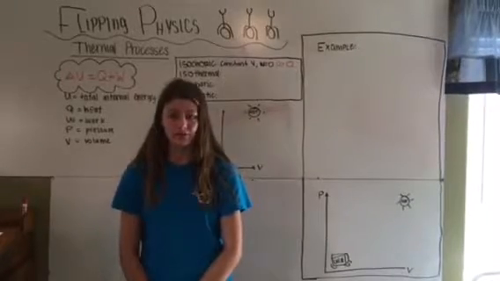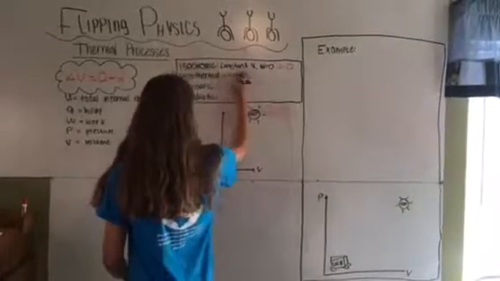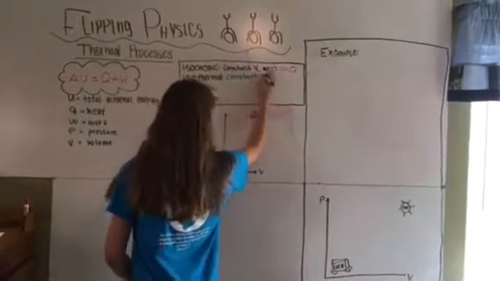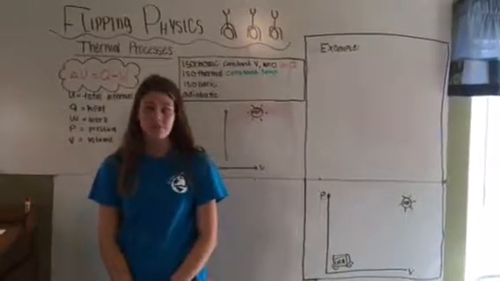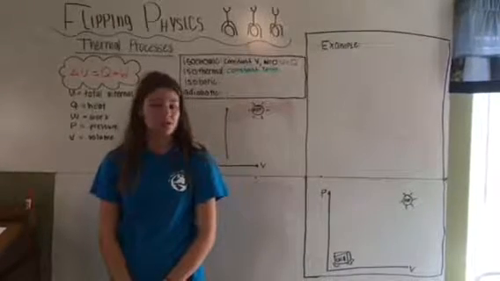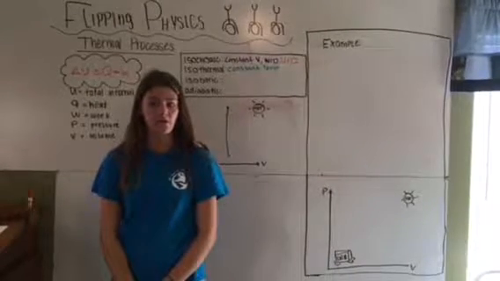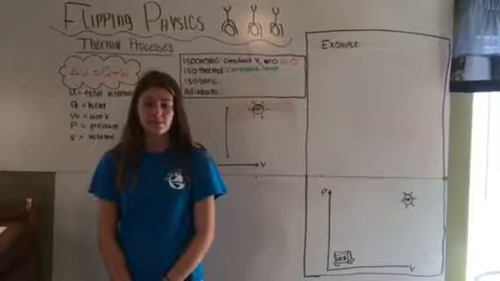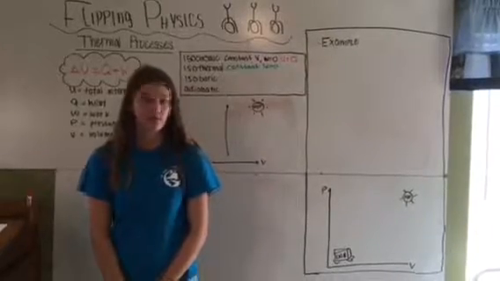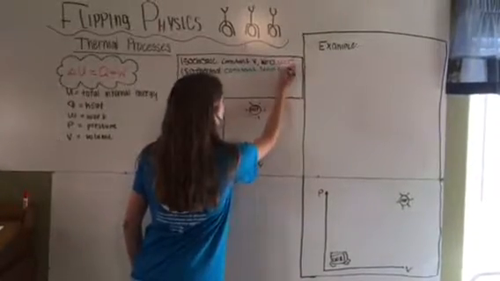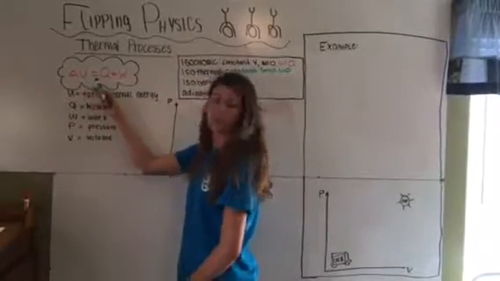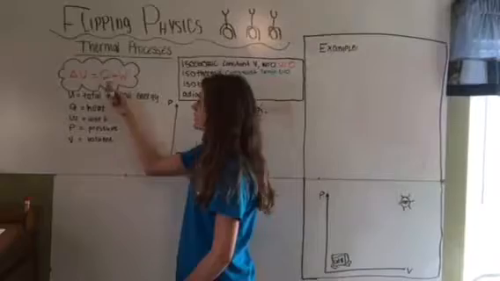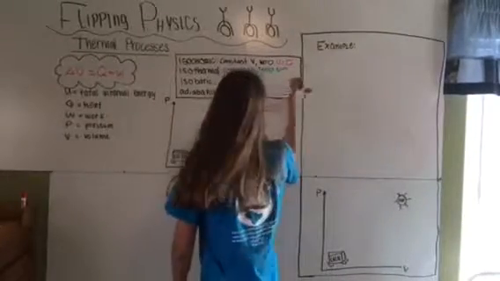Isothermal has a constant temperature. Since the change in temperature is equal to 0, there is no change in internal energy during an isothermal process. This means that delta U is equal to 0. This means in our equation delta U equals Q plus W, Q is equal to negative W.